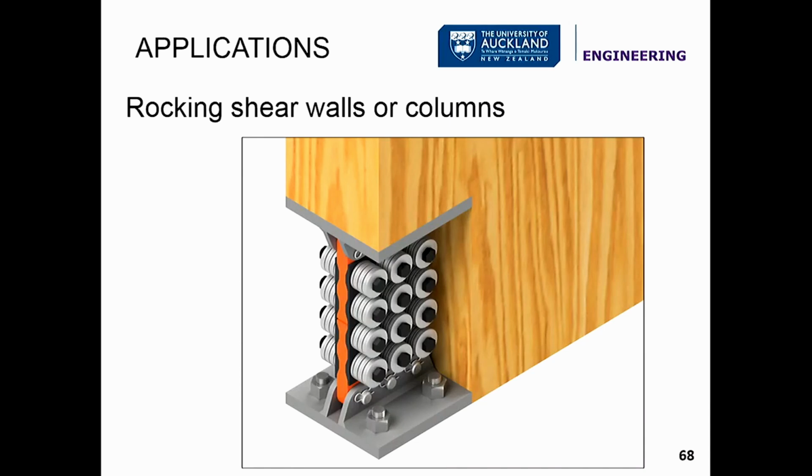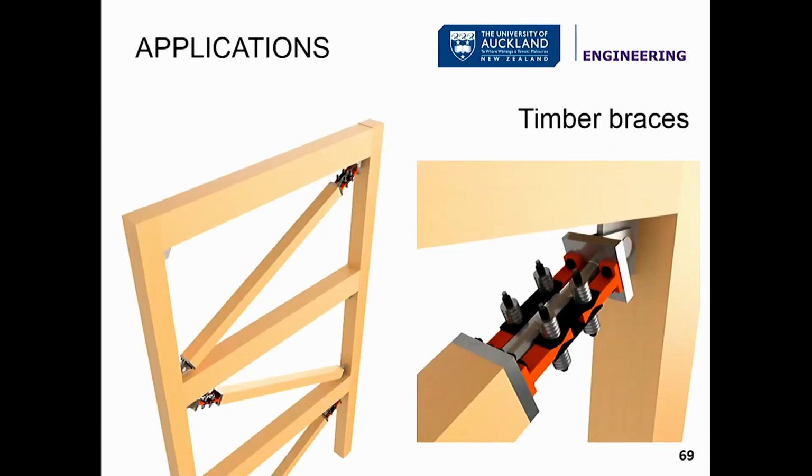Some of the applications, one of them is rocking shear walls or columns. You use this as the hold-down, and the pins allow for rotation of the units when the wall is rocking. The other one is a tension-compression brace in a timber braced frame. In this case, the units will provide resistance in compression and also in tension.